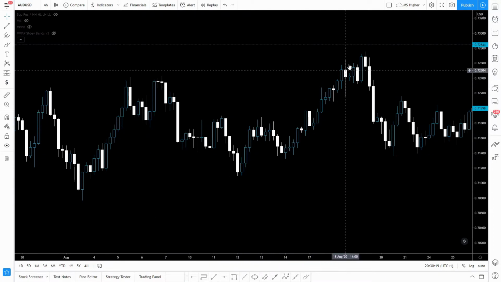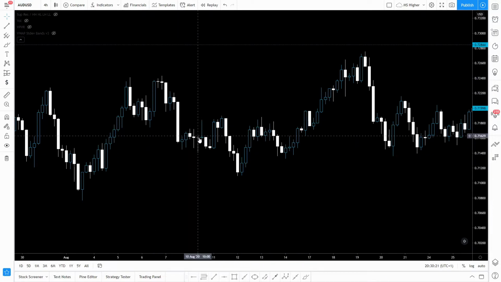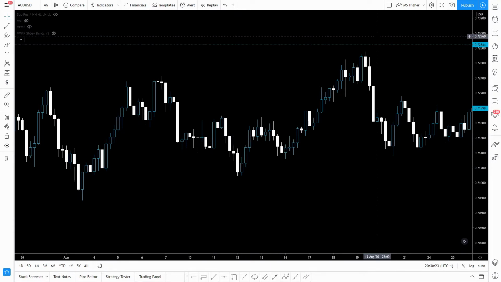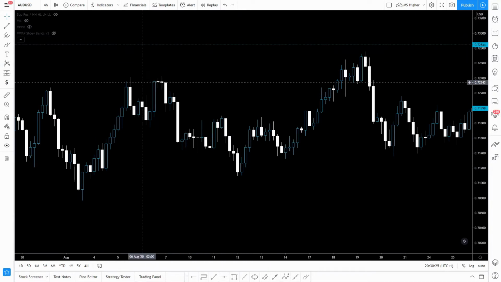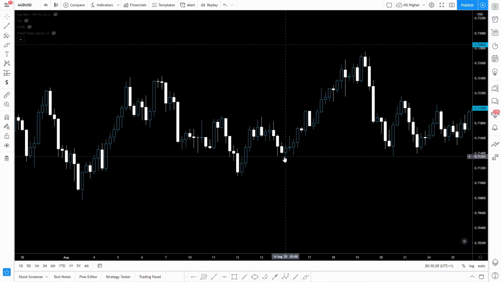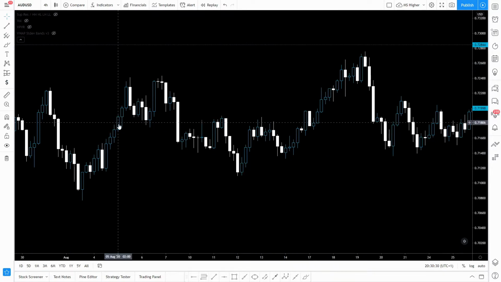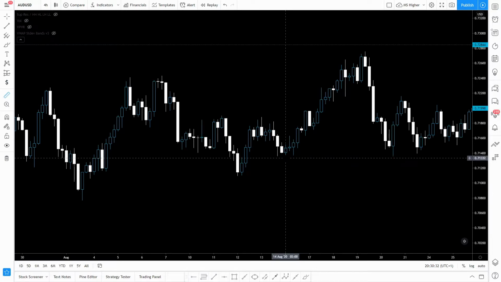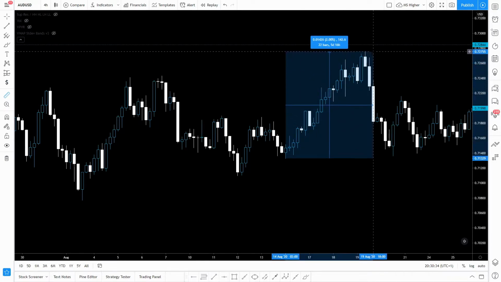You got a nice head and shoulders. So you got a left shoulder, head, right shoulder. Up we go. So with a head and shoulders, we wait for the right shoulder, and then we take the trade. So the right shoulder would have been here. Beautiful.